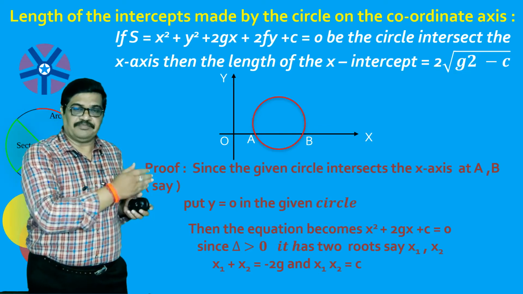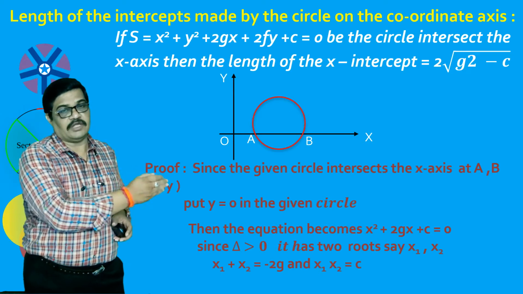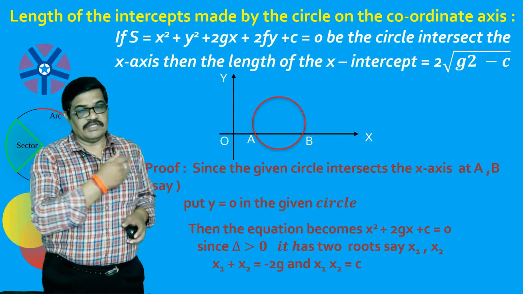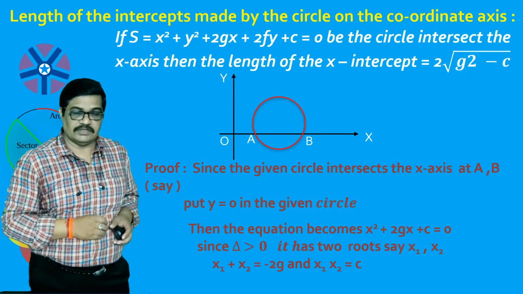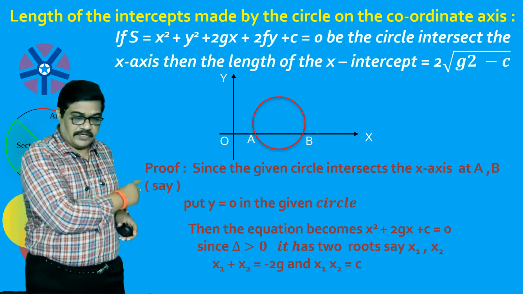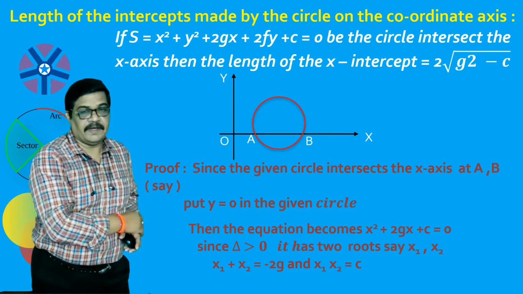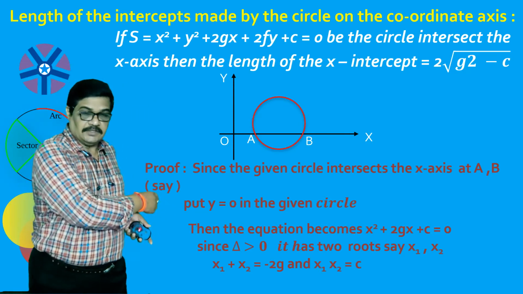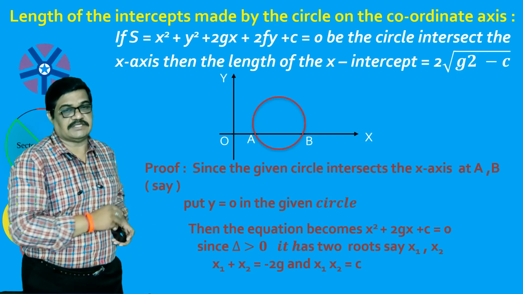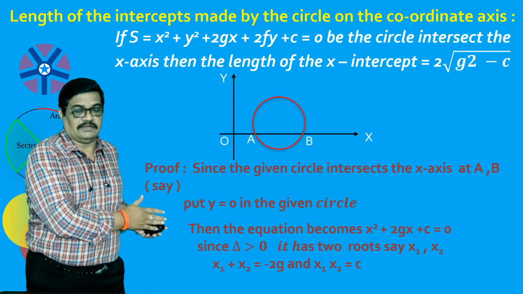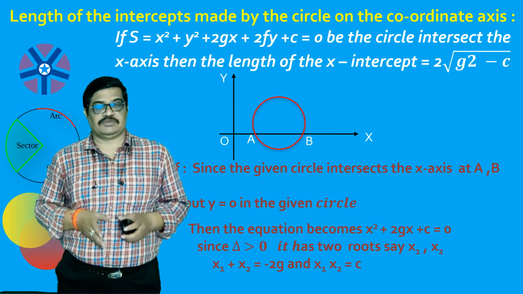So what is the sum of the roots x1 plus x2? This is a quadratic equation in x. The sum of the roots is minus x coefficient by x square coefficient, that is minus b by a. So here x1 plus x2 is equal to minus 2g and the product of the roots is c by a, that is c by 1, that is c. Okay. So we are getting x1 plus x2 and x1 x2.